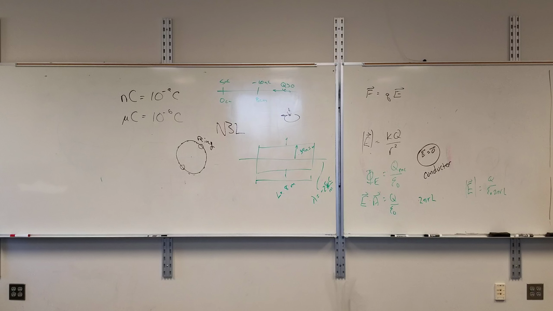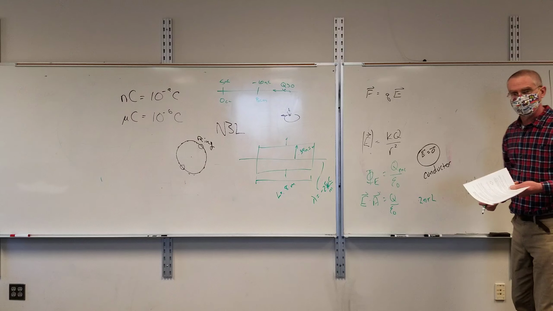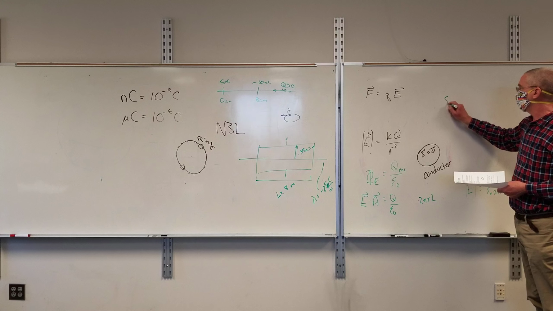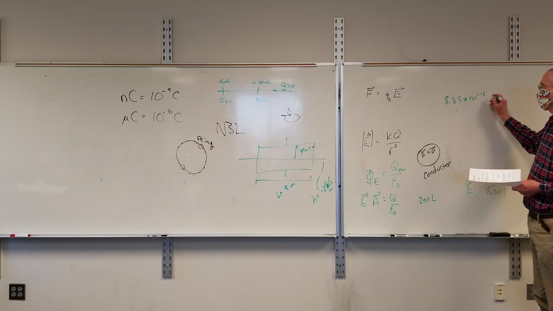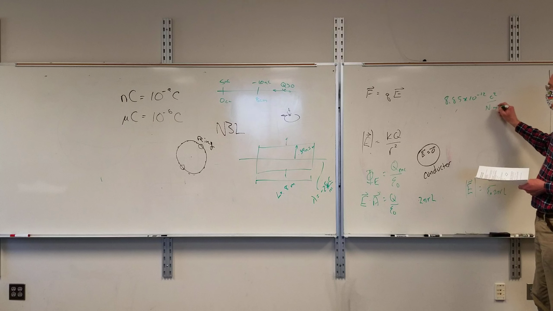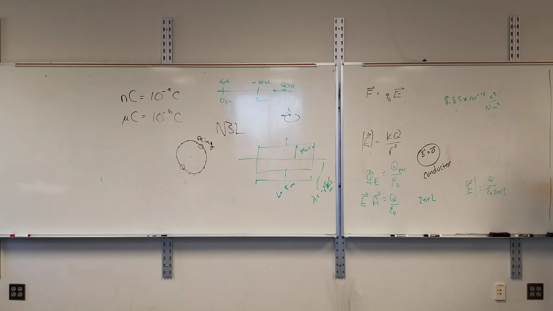Oh, well, epsilon, it's a constant. So you would just look it up. It's 8.85 times 10 to the negative 12 in SI units, coulomb squared per Newton meter squared. And that's what epsilon sub 0 is equal to. Also, Coulomb's constant, 9 times 10 to the ninth, or the electrostatic constant, is equal to 1 over 4 pi epsilon sub naught.